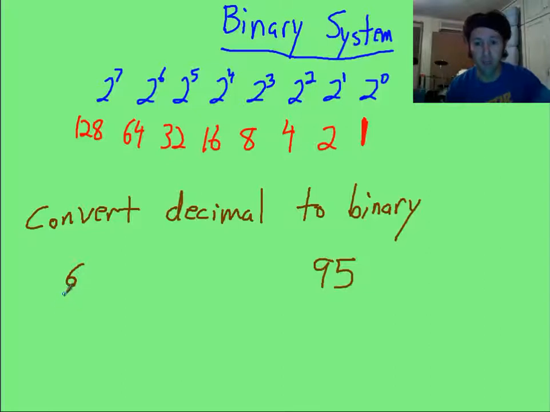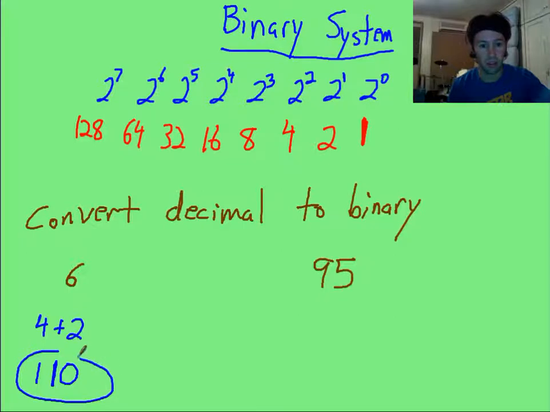Converting from decimal to binary, I think is a little bit harder. So let's say you want to convert the number 6. You start with the largest column you can use and say, I'm going to need a 4. So that's a 1. Then I also need the next column, a 2. That's going to be a 1. And do I need a 1? I don't. So that is my number right there in binary.